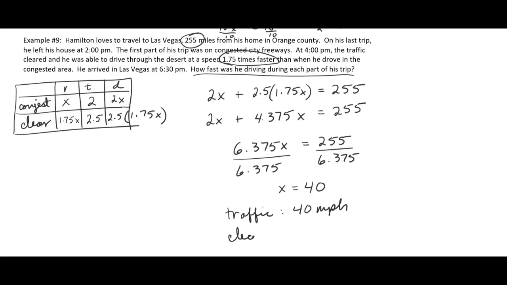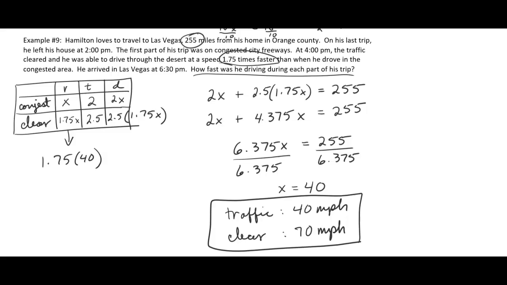Clear traffic, clear travels. Well, how are we going to figure that out? It's going to be 1.75 times 40. So then I have to figure that out. 1.75 times 40. So he's going 70 miles an hour in the clear traffic. Okay, that seems reasonable. There we go.